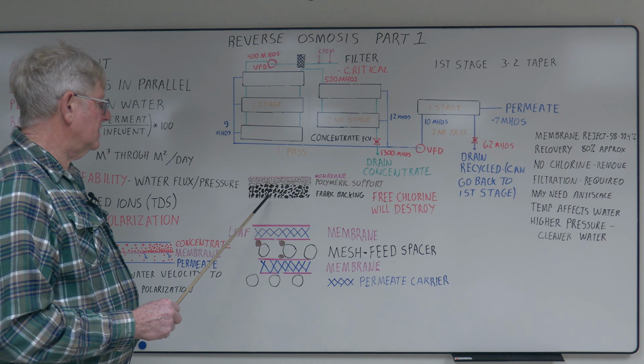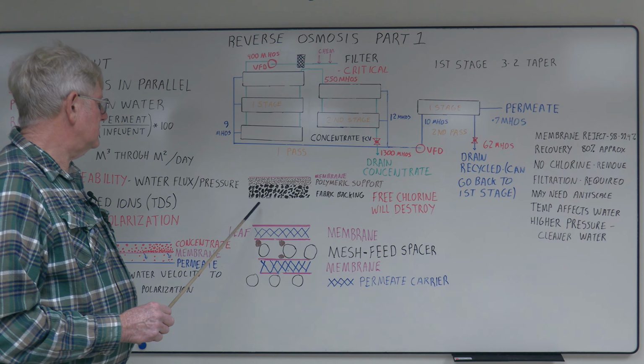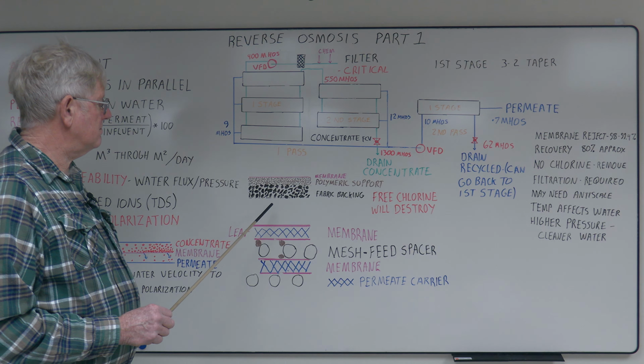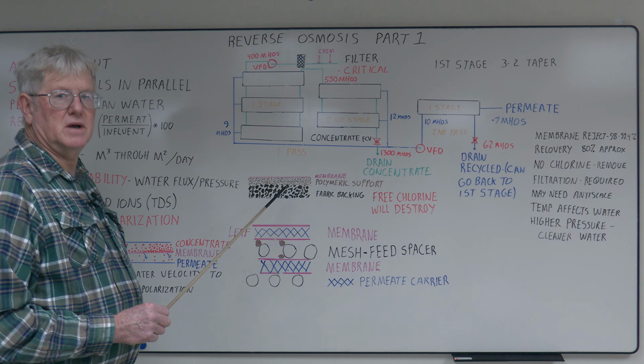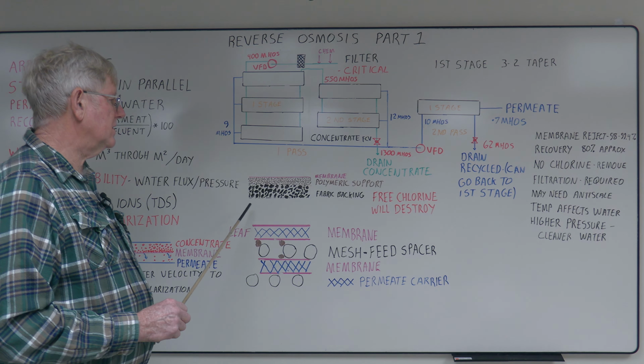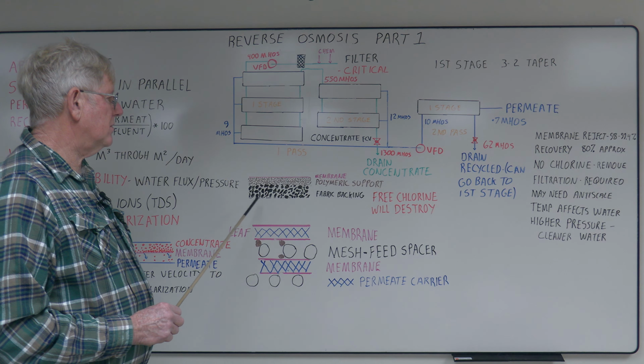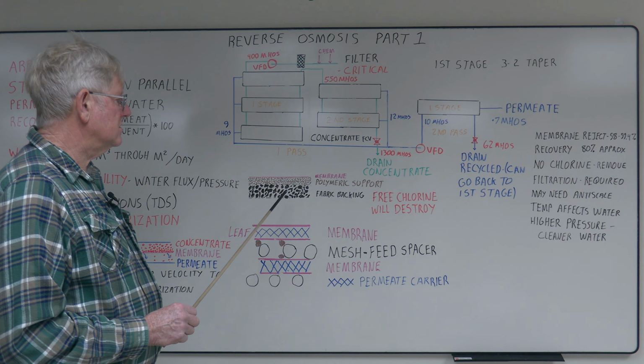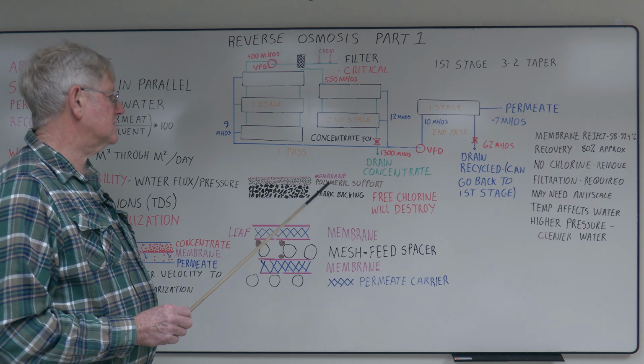You might have a rating of 2,000 parts per million per hour on the membrane, which means you can use 2,000 parts per million of chlorine for 1 hour to destroy it, or 2,000 hours at 1 part per million to destroy it. So they're very susceptible to chlorine or any oxidizers.